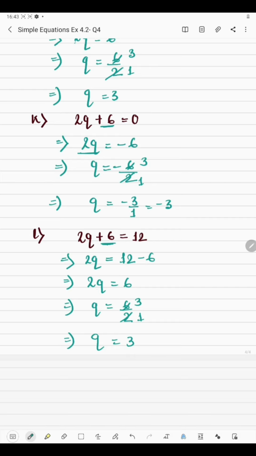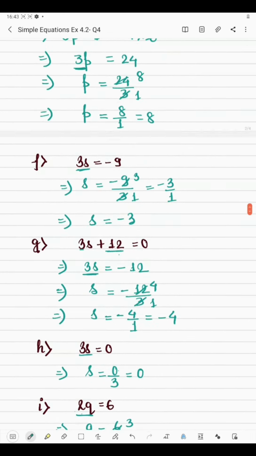Okay. So this way we will have to solve it and find the value of the variable. Okay. So this was all about question number 4.